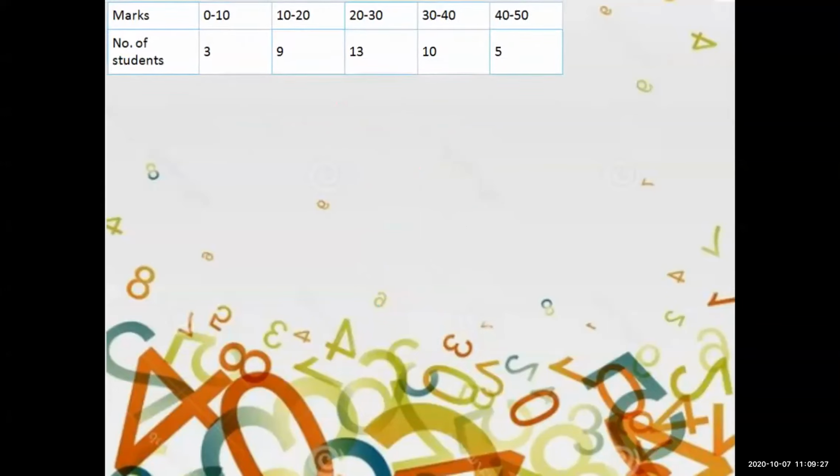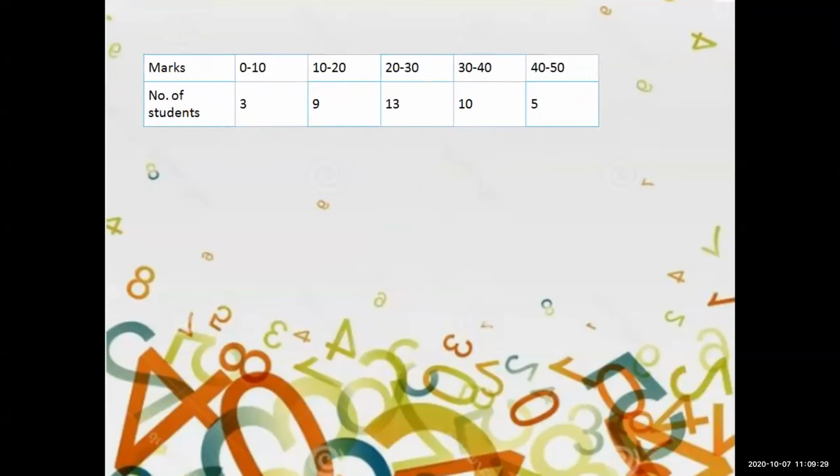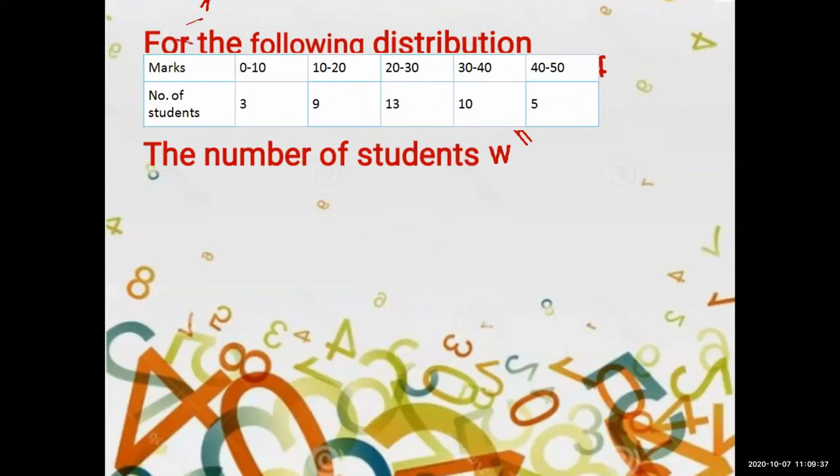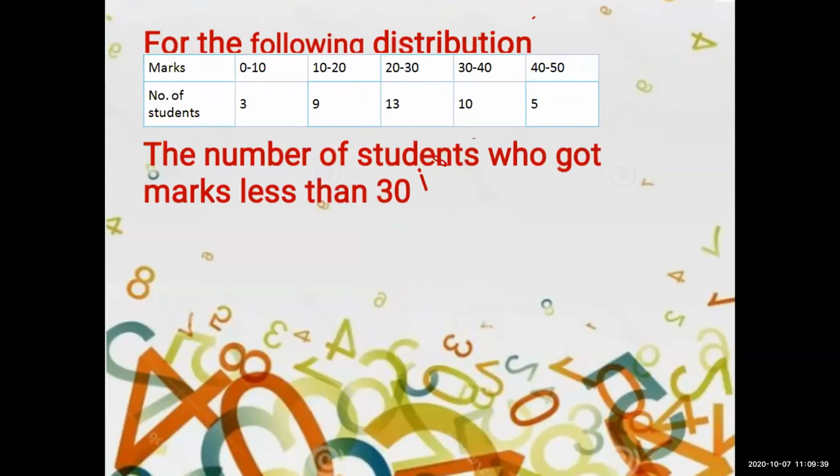On the screen, marks and number of students are given for the following distribution. The number of students who got marks less than 30 is dash. The number of students who got marks less than 13 is dash. Your time starts. Option A, 13. Option B, 25. Option C, 10. Option D, 12.